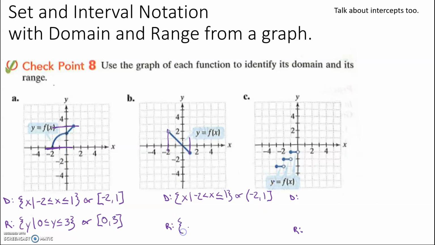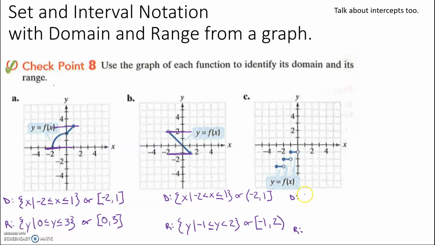Our range, we're talking about y's. Y such that, let's see where we're at. Lowest is -1 all the way up to 2. And can we equal -1? Yes. Can we equal 2? No. So here we're at -1 to 2. Yes, we can equal -1. Use that bracket. No, we cannot equal 2. We're going to use an open parenthesis.